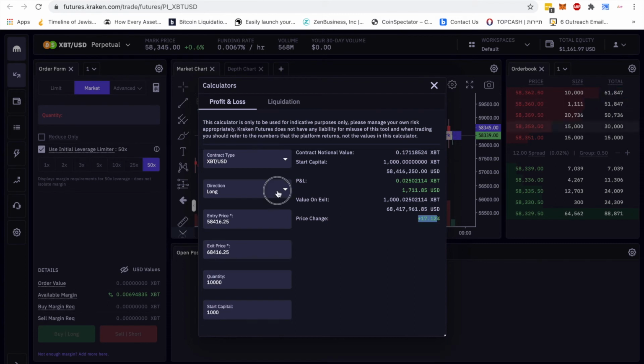You can obviously do it the other way around. If, for example, you had a long position and then the market went against you, it gives you an idea of the amount of money you will lose.